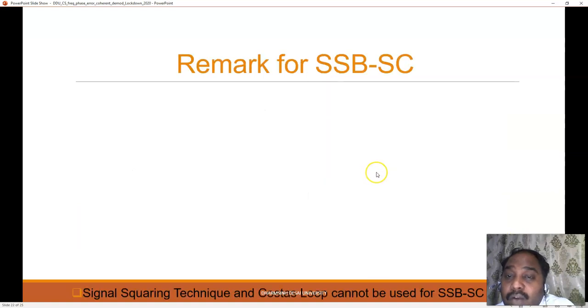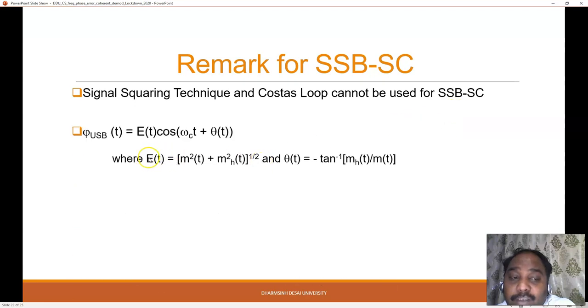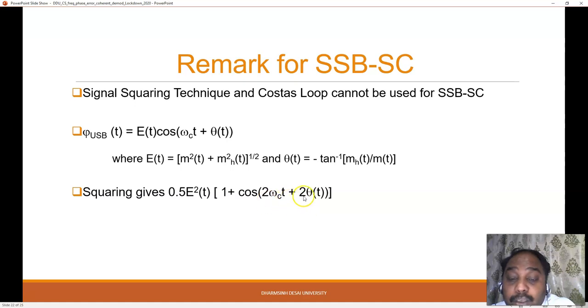Fine. So a remark on SSB-SC: let us see whether it can be used or not. The signal squaring technique and Costas loop cannot be used for SSB. Why? Because, in the USB signal, suppose it is given as m of t cos omega ct minus mh of t sin omega ct. I can write it in terms of the envelope, e of t cos of omega ct plus theta of t, where the phase theta is a function of time. Now if I pass it through a squarer circuit in the signal squaring technique, it will be 0.5 e squared of t times 1 plus cos of 2 omega ct plus 2 theta. So this is not cos 2 omega ct alone, but cos 2 omega ct plus 2 theta, a phase which is a function of time.